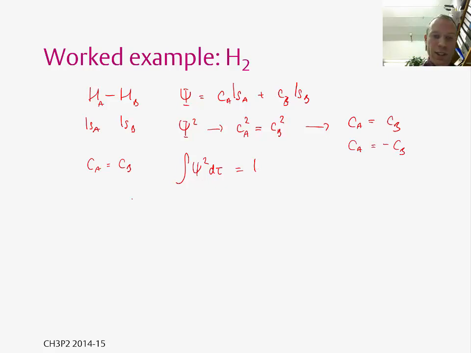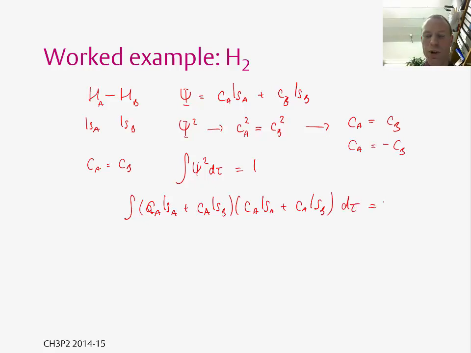So now we can substitute it in here for the wave function. So let's write this in here. So the wave function squared, so we can have Ca 1Sa plus Ca 1Sb multiplied by Ca 1Sa plus Ca 1Sb d tau equals 1. So here we've used the fact that Ca is equal to Cb, so we've only got Ca's in this expression.